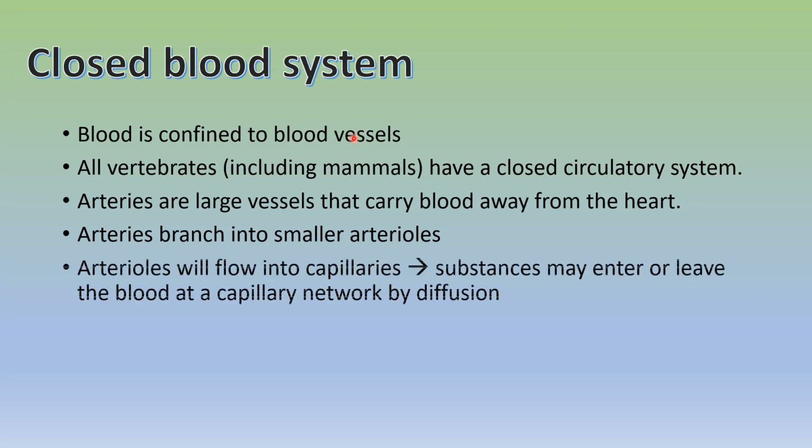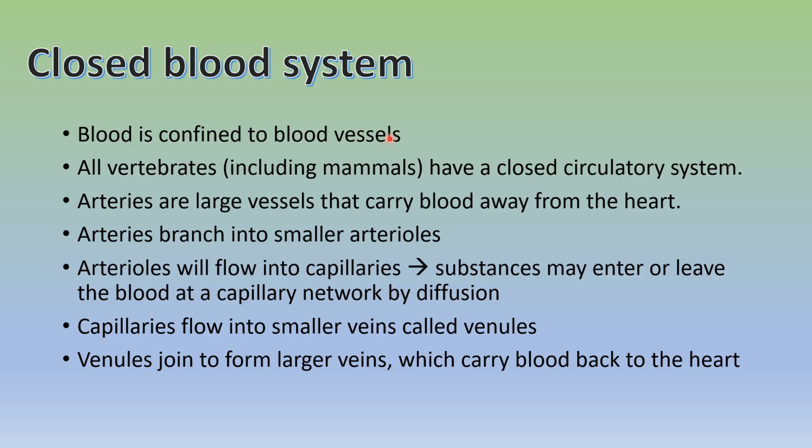Within a closed blood system, our blood is always confined to a blood vessel. All vertebrates, which includes us, have a closed circulatory system. We have specific vessels that carry blood. We have our arteries, which are large vessels and carry blood away from the heart. These arteries branch into much smaller structures called arterioles, because remember, blood has to reach every tiny cell of our body, so it has to become smaller and smaller.